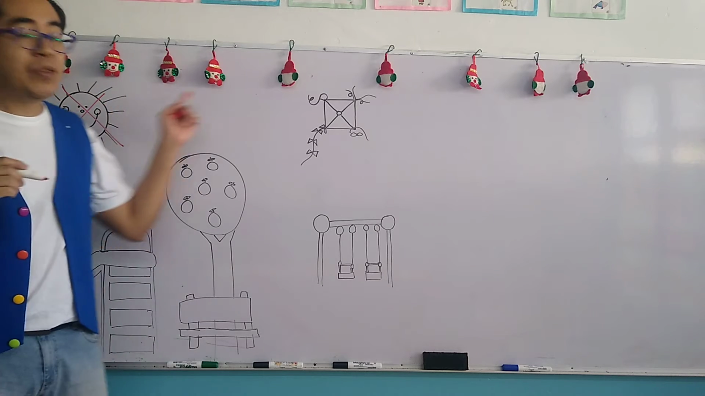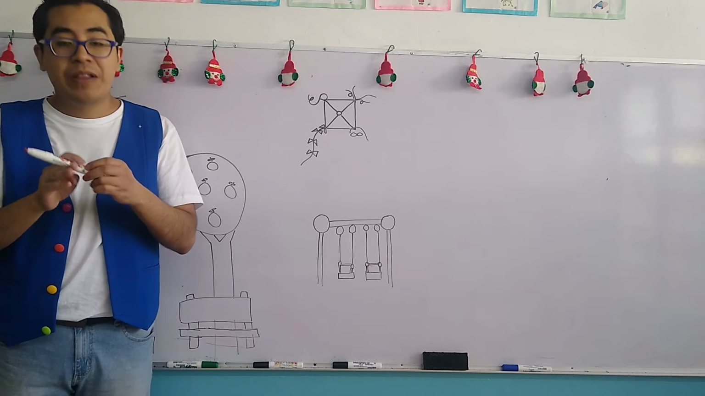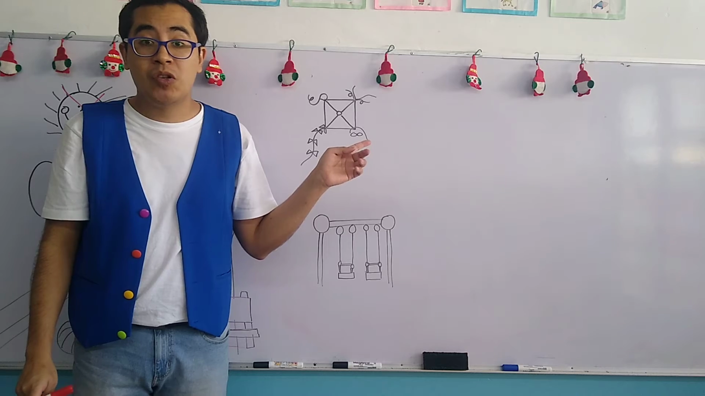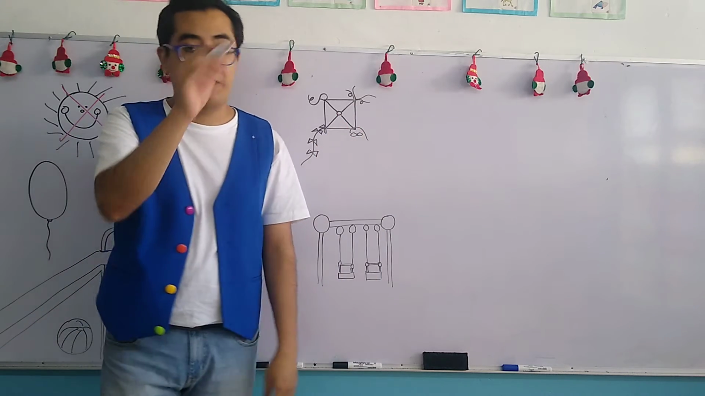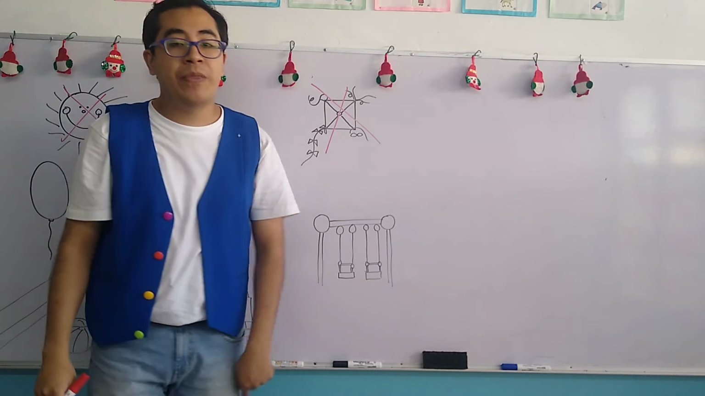Excellent. Now, next to the sun, we have the kite. Now, do you remember the shape and form of the kite is a rhombus. So it's a geometric shape. We are going to mark it.